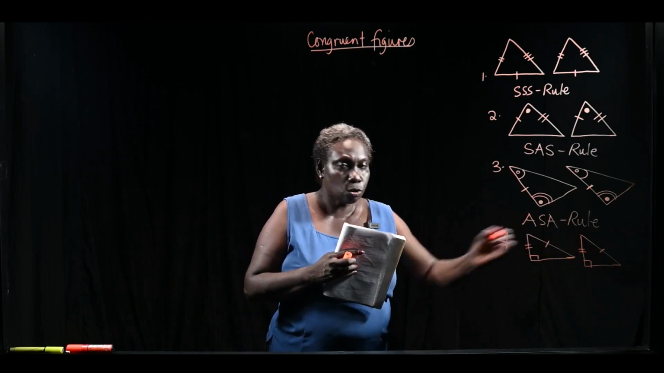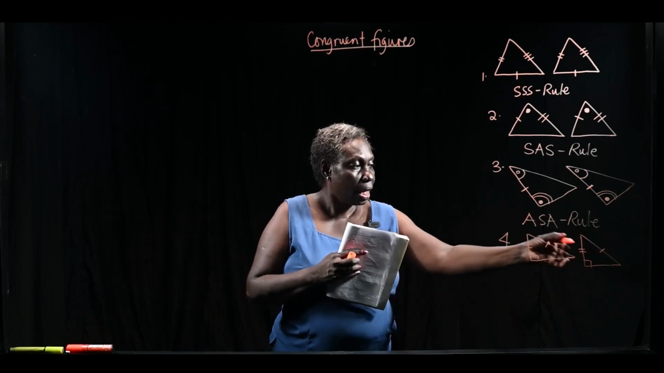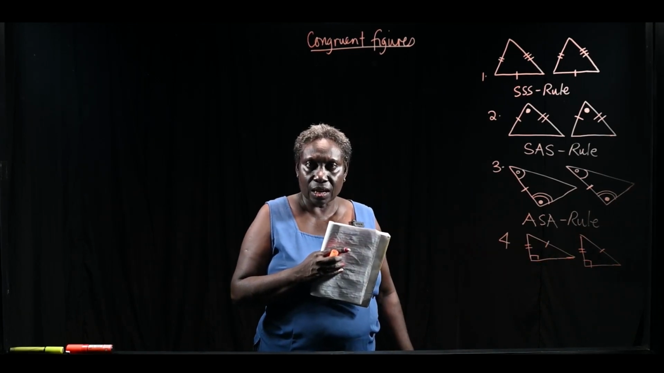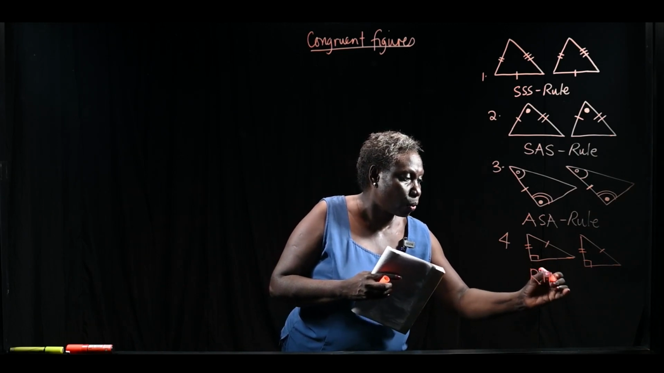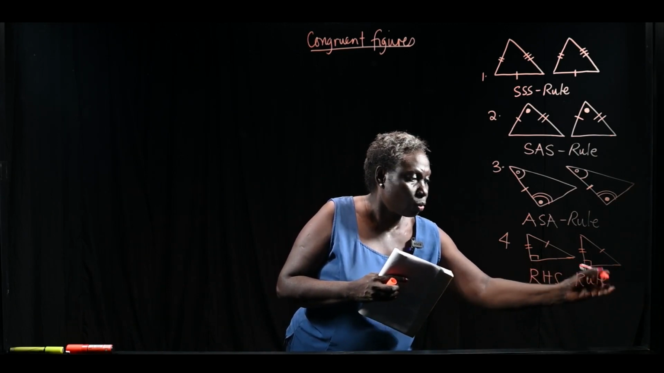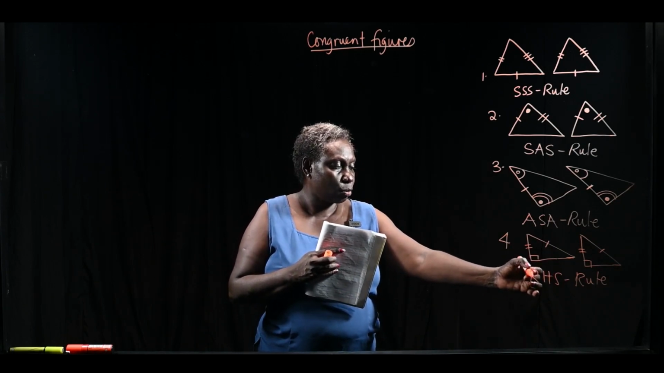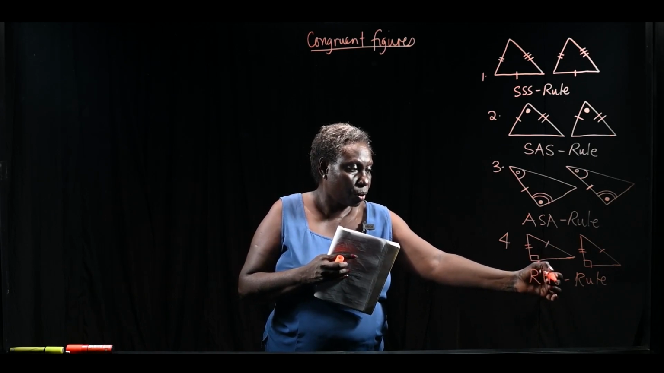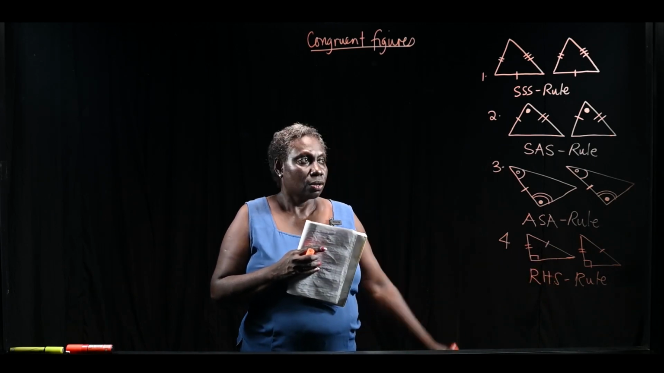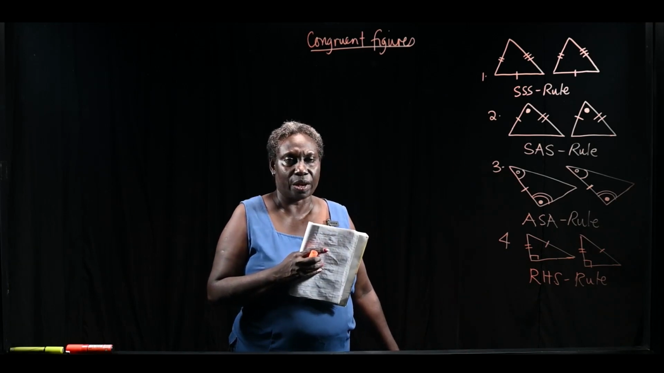Now, if these two triangles are right angle triangles and their hypotenuses are equal and their corresponding sides are equal, they are congruent. So we use the rule RHS to identify that these triangles are congruent. We call it RHS: a right angle triangle with the hypotenuse and the corresponding side being equal. So these are the 4 rules that we use to identify congruent triangles.